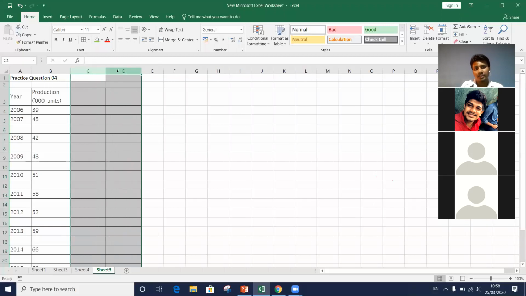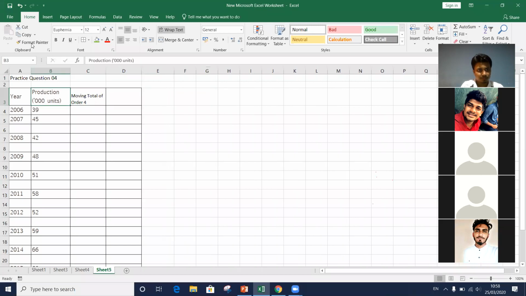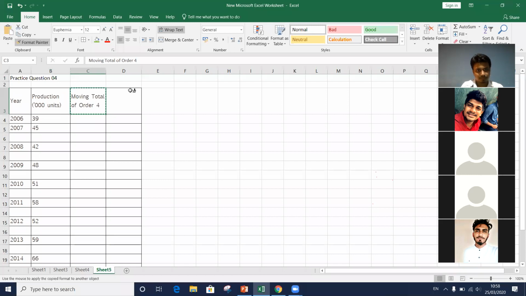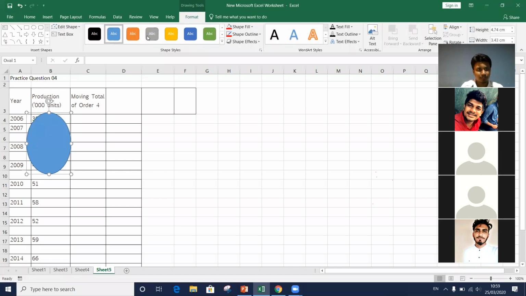What were the two columns we considered in the previous examples? We had the moving total column and a moving average column. Here we need to consider the moving total of order 4. Order 4. Tell me the moving total of the first group of order 4. What should be the moving total of order 4 in our first group? The first four.